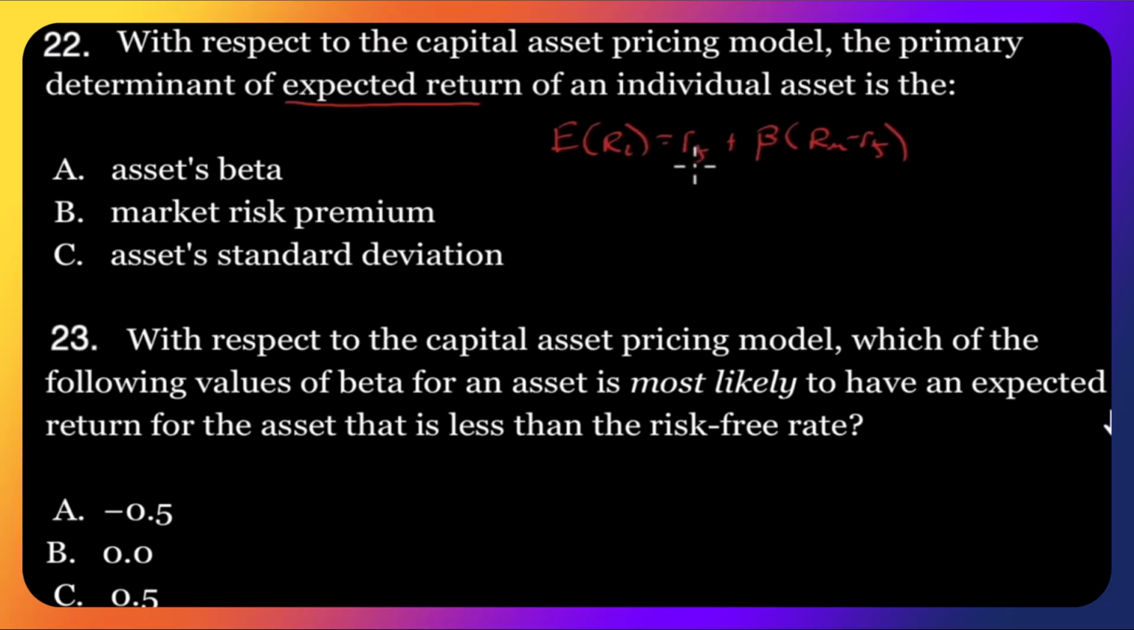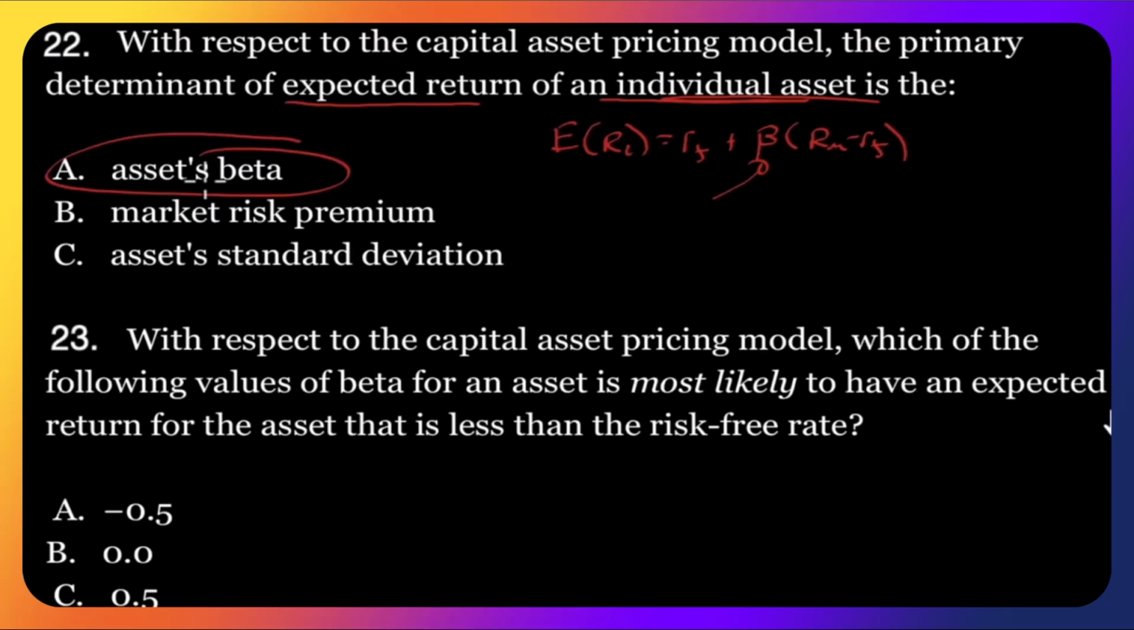RF is going to be the same for all securities. RM minus RF is going to be the same for all securities. Beta is going to be security dependent. And it's saying the primary determinant of expected return of an individual asset is, well, the only thing that can vary with every individual asset: the beta, the asset's beta.